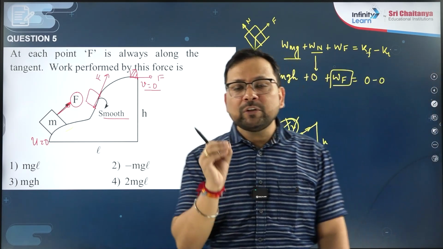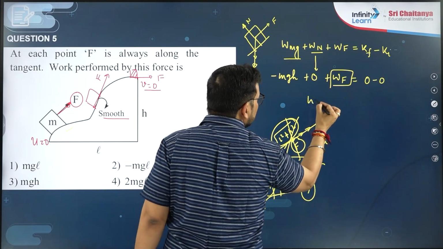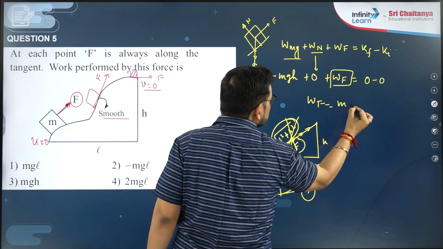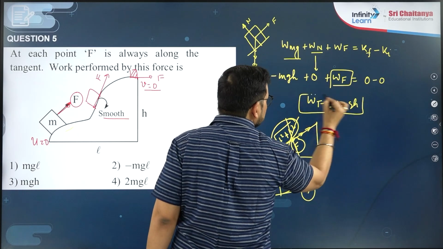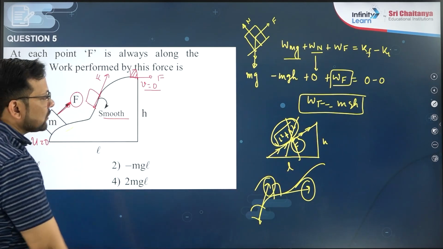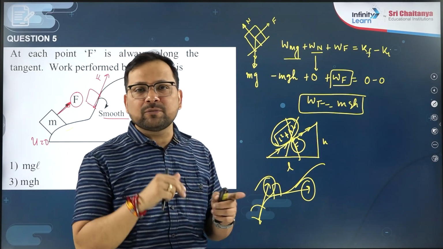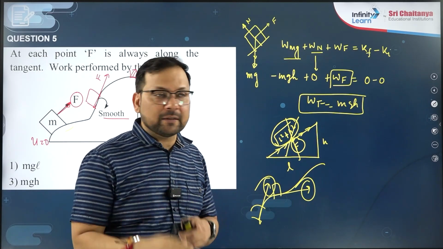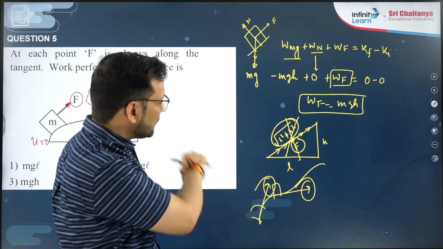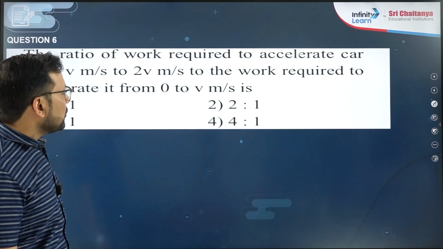What will you do? You will use the work-energy theorem, and here WF will be equal to mgh. This minus mgh will go to that side and it will be mgh. So we will take the third option. Sometimes when solving questions, force-displacement is very, very critical. Just one line you can use and solve this question. Got it? Clear? I hope you got it.